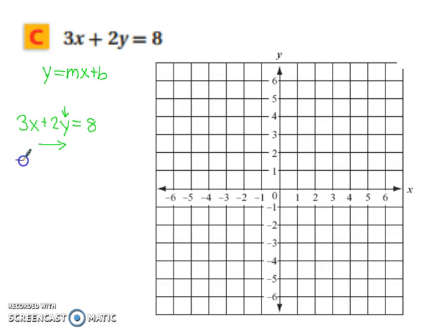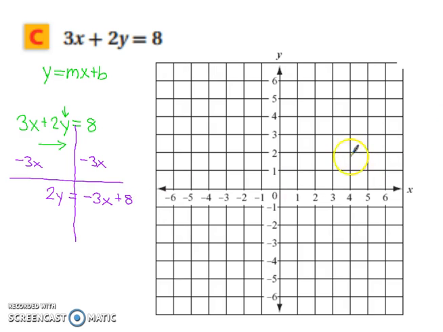So let's start by subtracting 3x from both sides. We can draw the river to separate our left from our right. So if we subtract 3x, we're just left with 2y. These are not like terms. This one has a variable, this one does not. So they do not go together, they simply go next to each other. So we have a negative 3x plus 8.